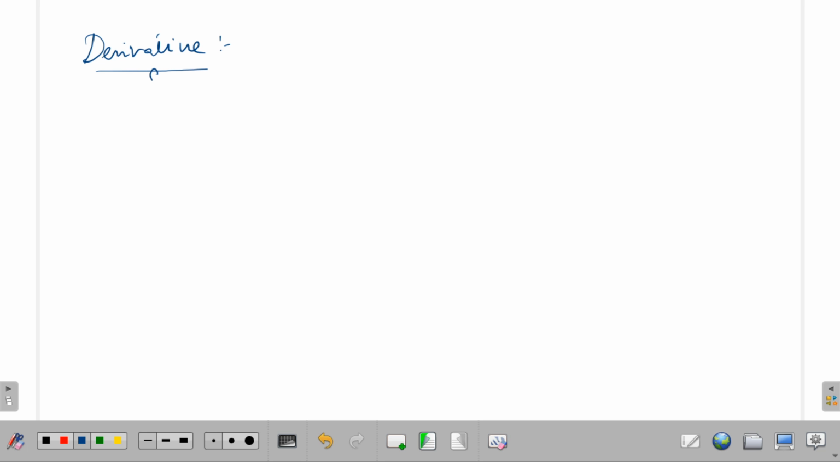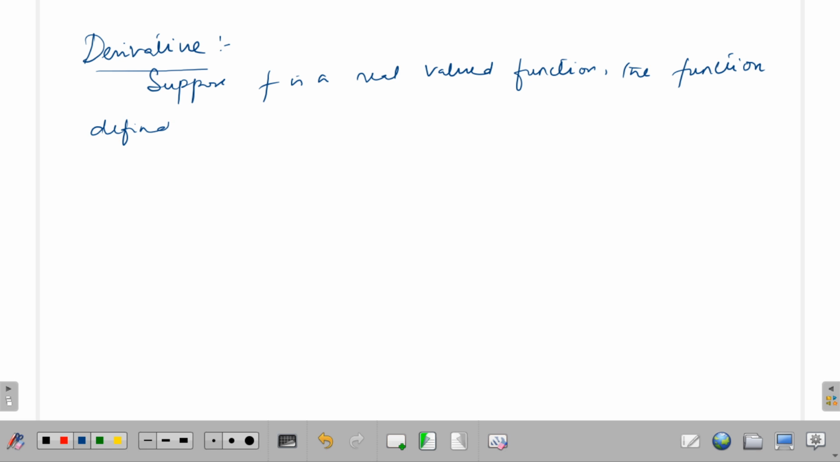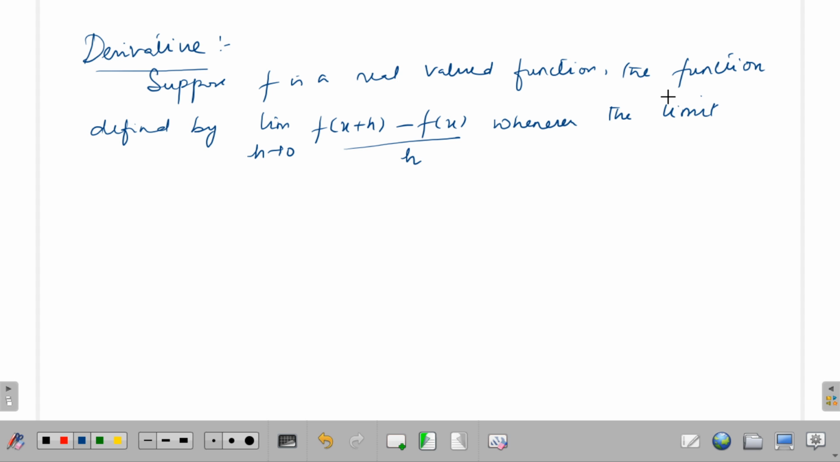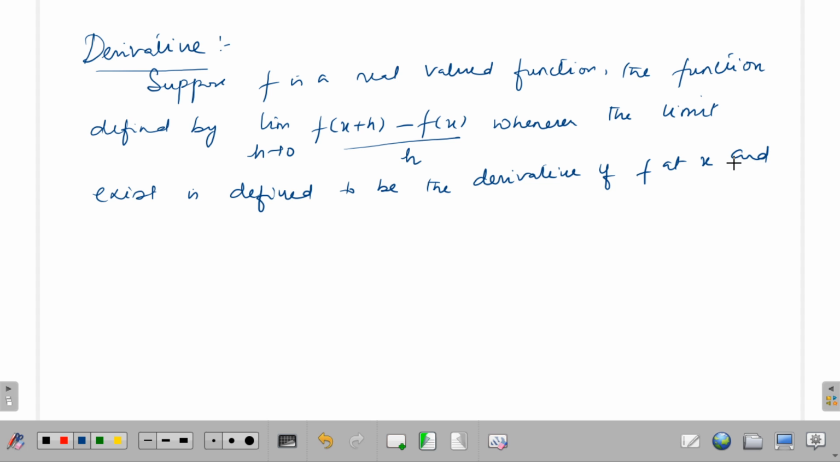Suppose f is a real valued function. The function defined by the limit of h tends to 0, f of x plus h minus f of x divided by h, whenever the limit exists, is defined to be the derivative of f at x and is denoted by f dash x.